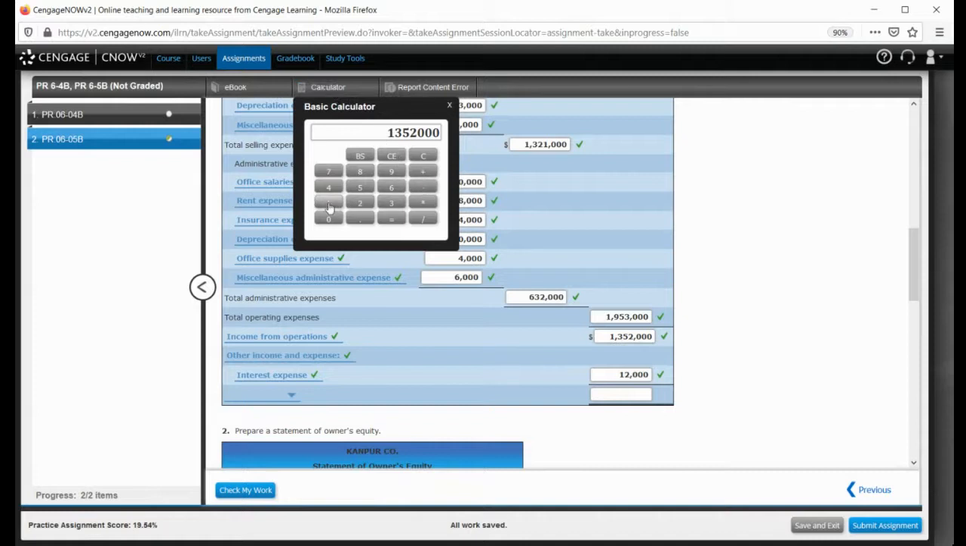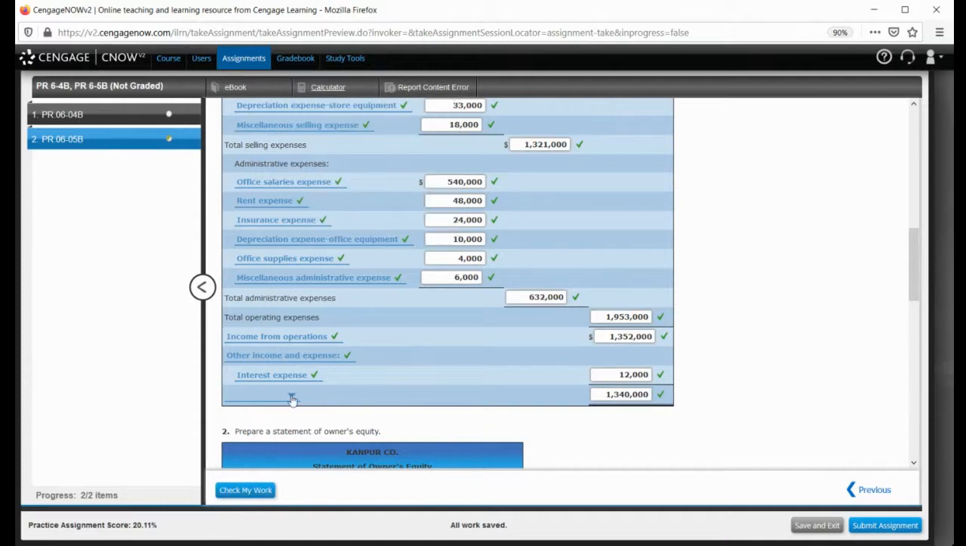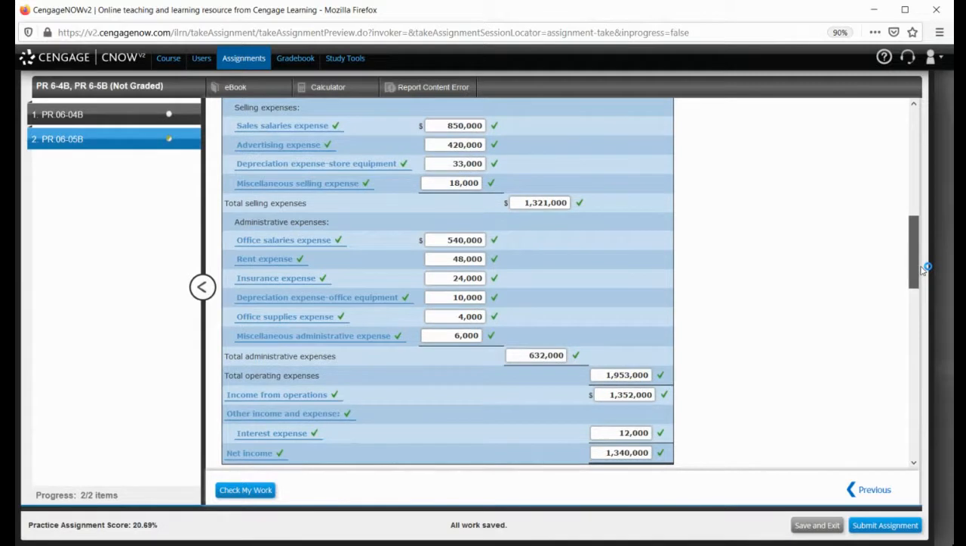So I'm going to subtract $12,000 from the income from operations, and that will leave me with my final amount of $1,340,000. That is the amount of your net income. So this is your income statement. As far as I can show you, that's the bottom half of it.